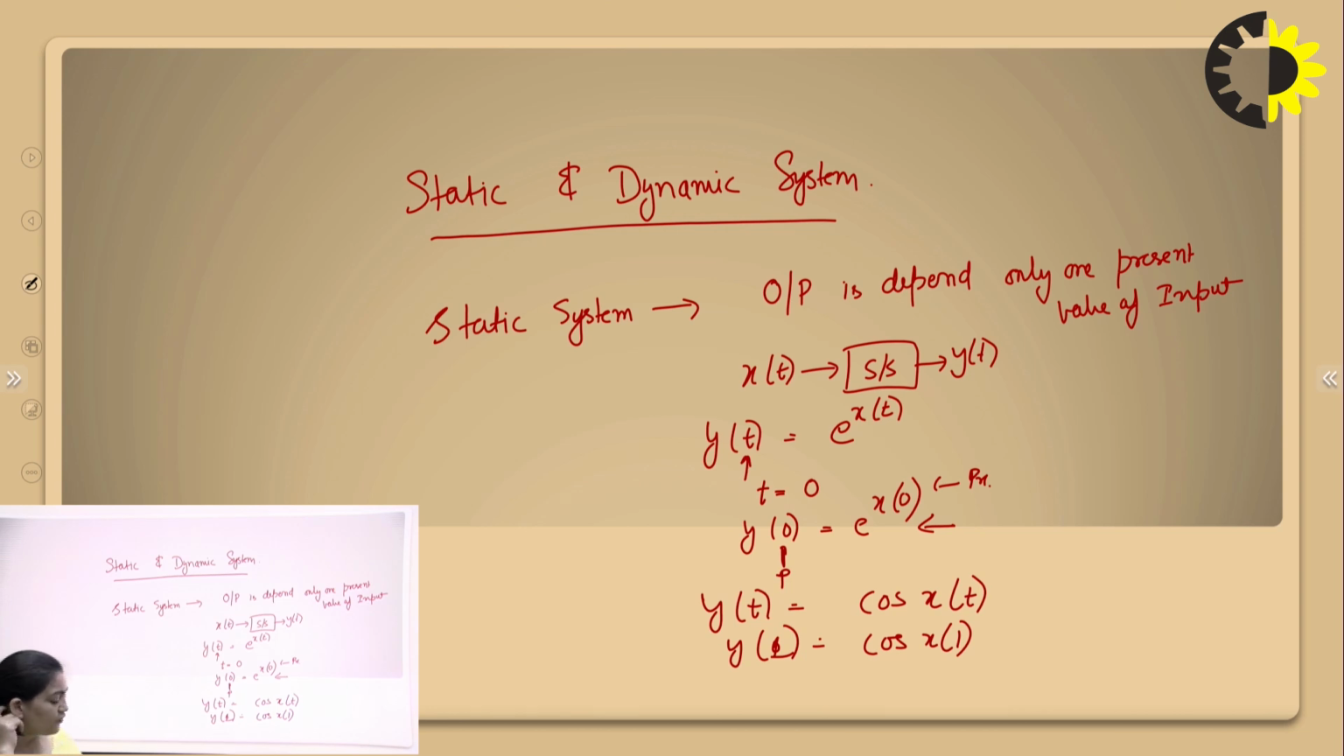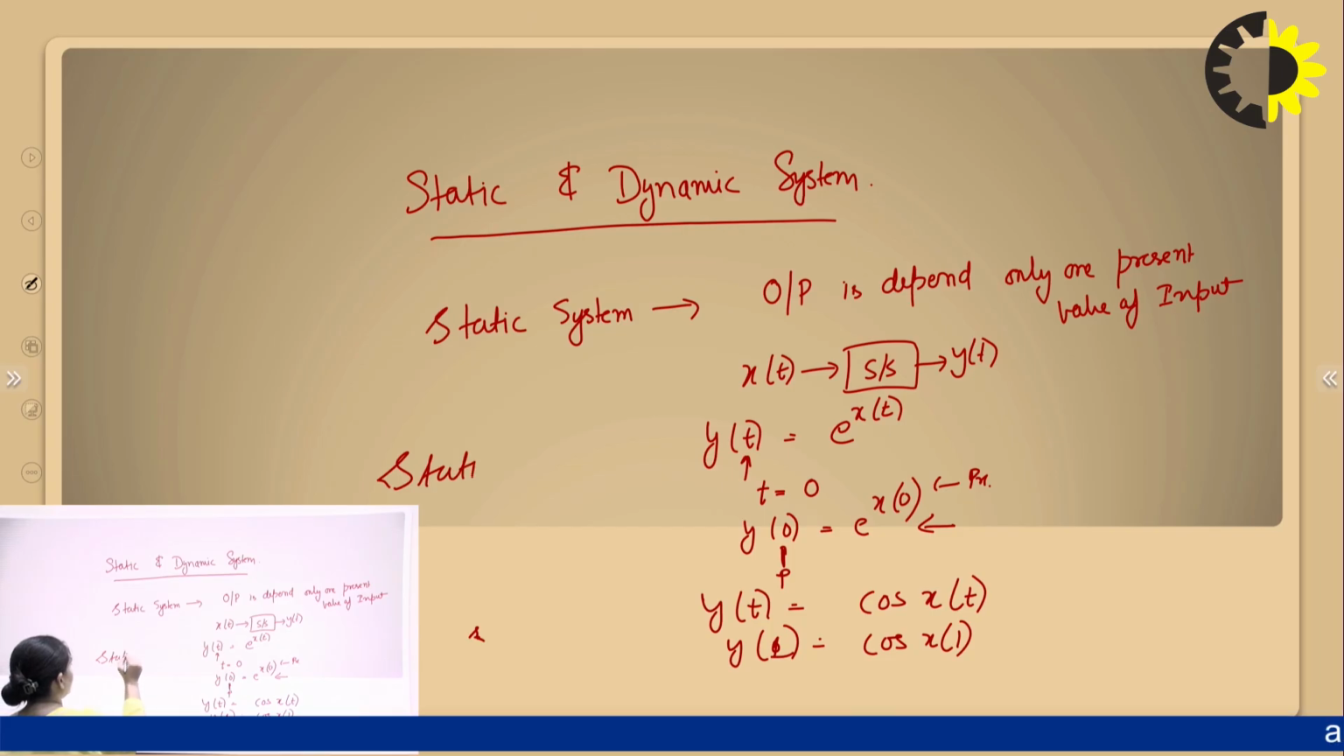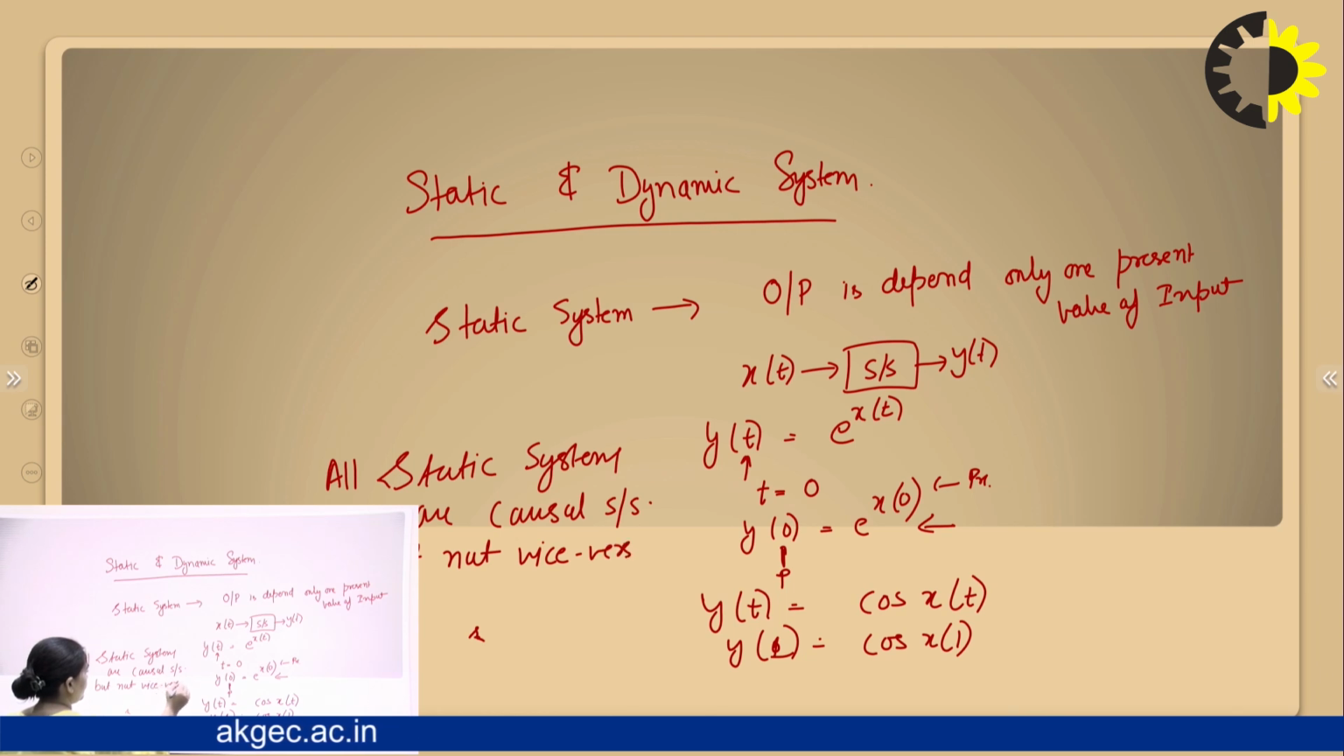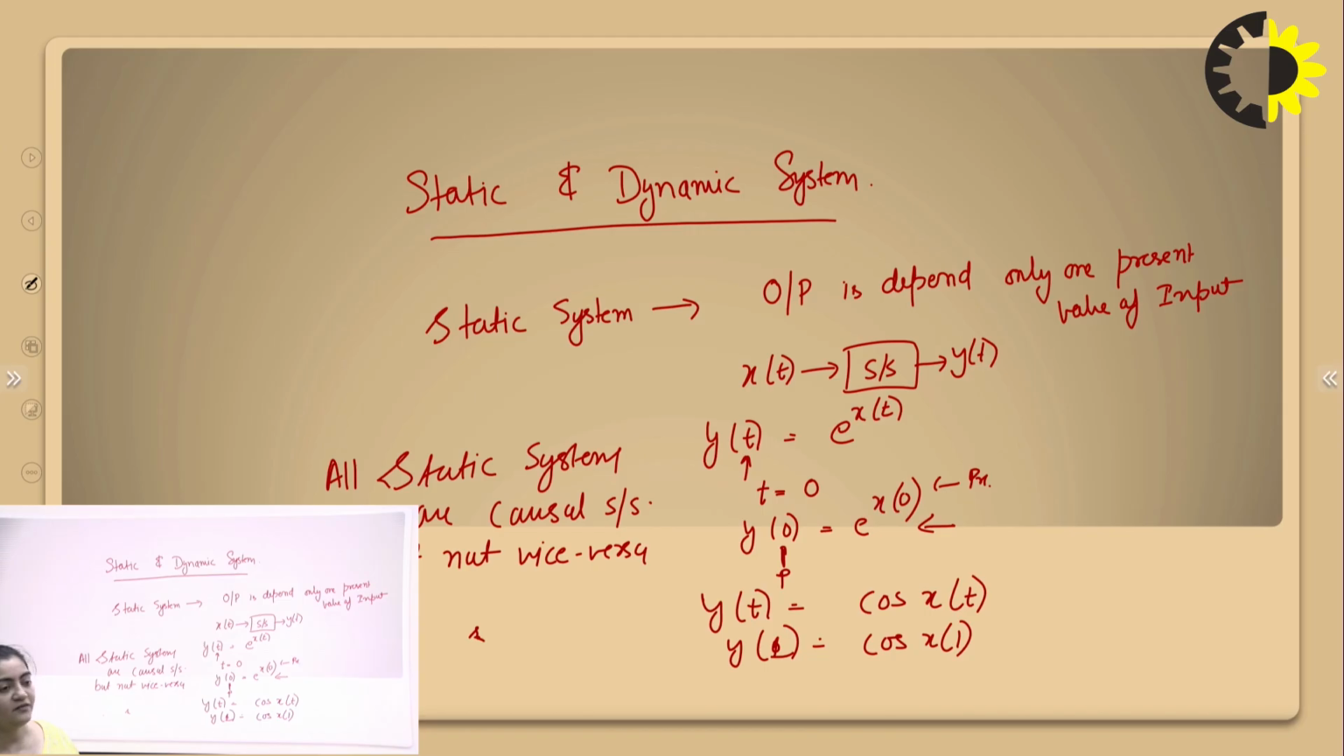Or if we want to connect the static and the causal system, then all static systems are causal systems, but not vice versa. It means not all causal systems are static systems, because causal systems depend upon the past value also, so that will not fit the static system definition.